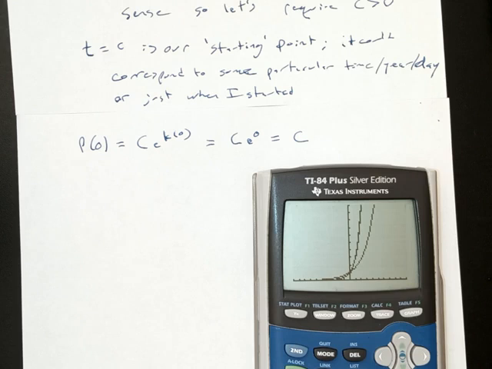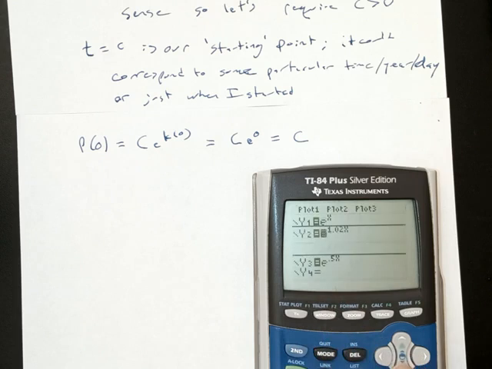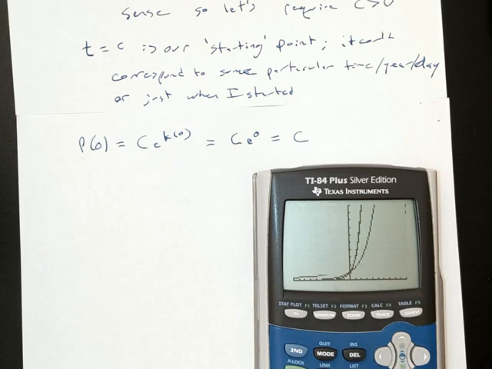A slower growth. e to the 0.1x. Oh, way slower growth there, huh? As a matter of fact, the closer k gets to 0, the slower and slower this graph grows. The further we get from 0, the faster it grows.